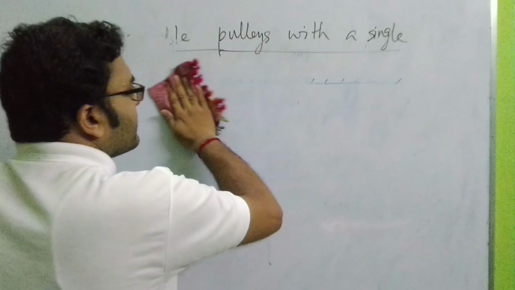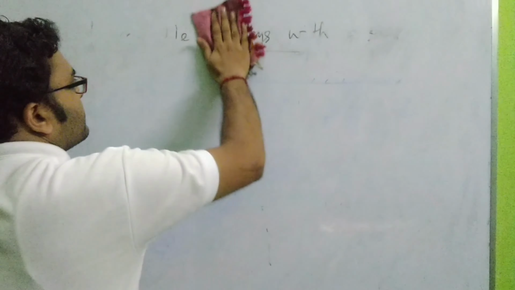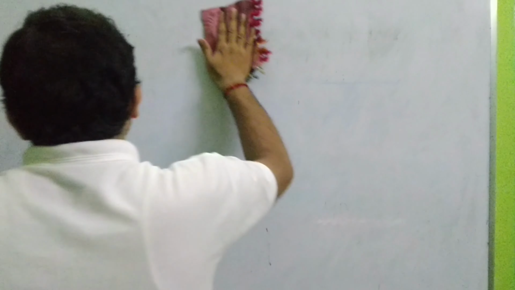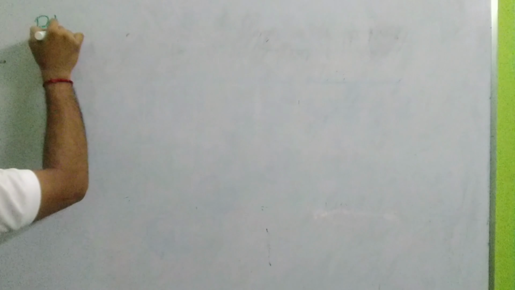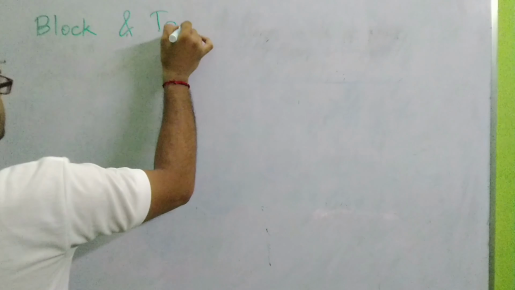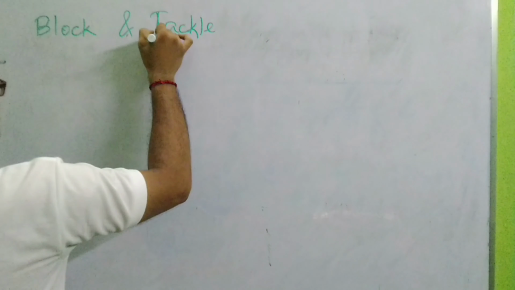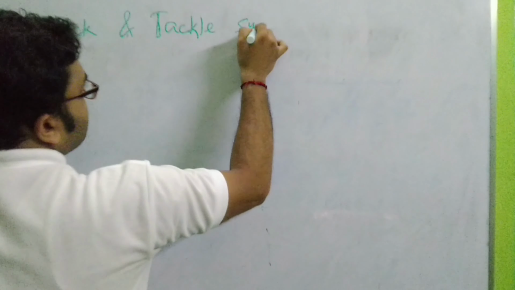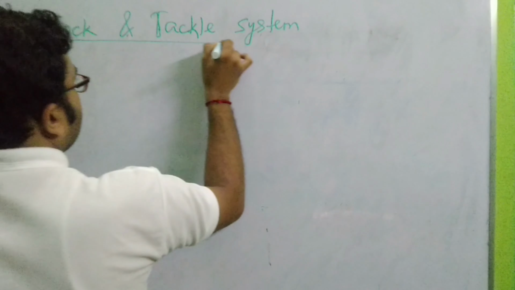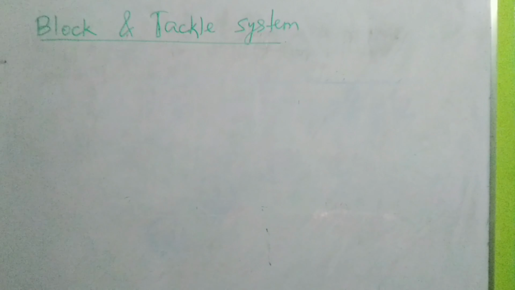So let us consider the block and tackle system. How does the block and tackle system act? So the next arrangement is our block and tackle system. As I said, the block and tackle system will have 2 different combinations. One is where you have an odd number of pulleys and one is where you have an even number of pulleys.